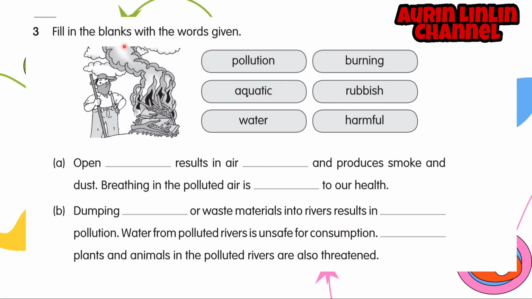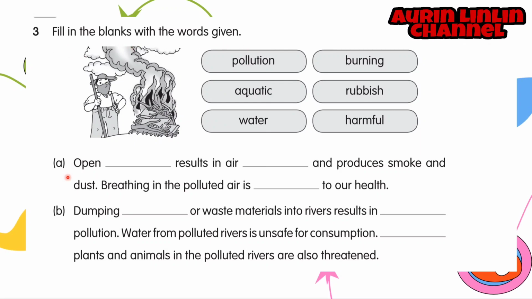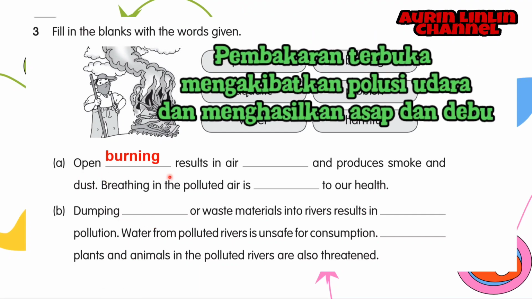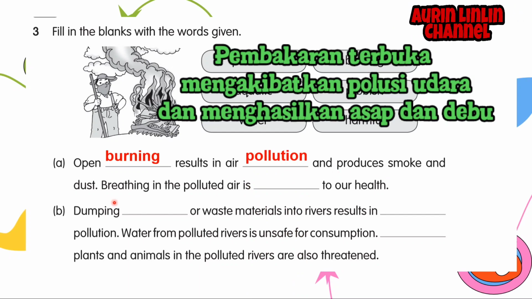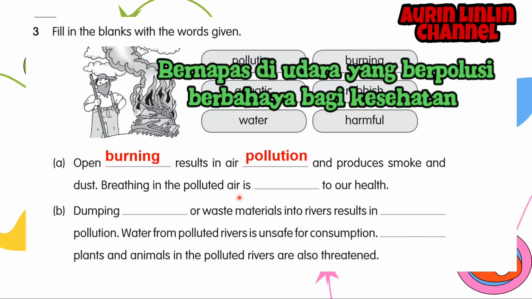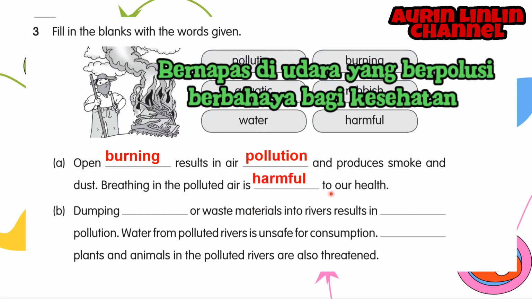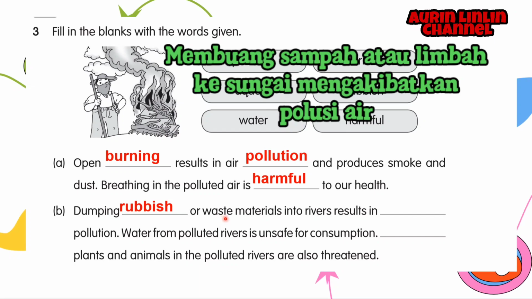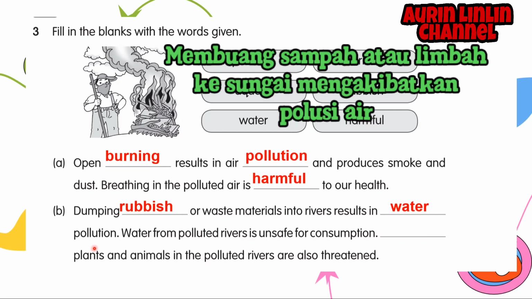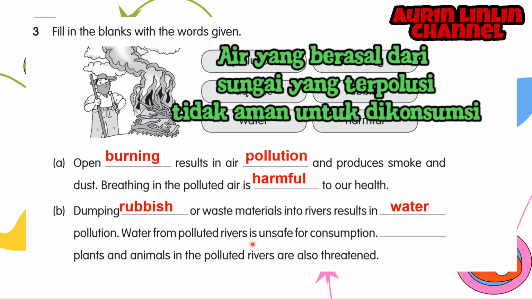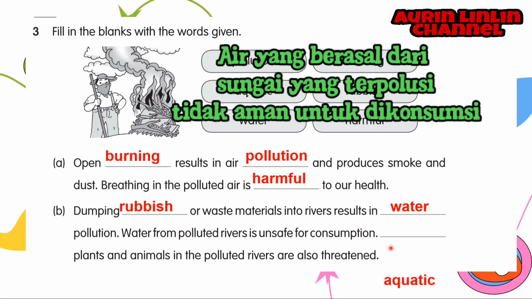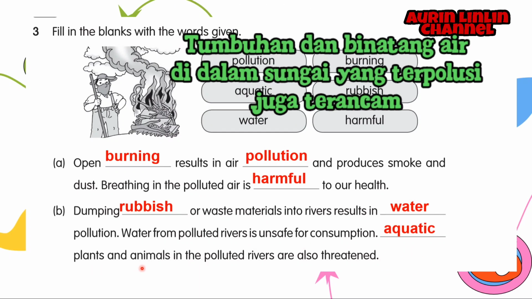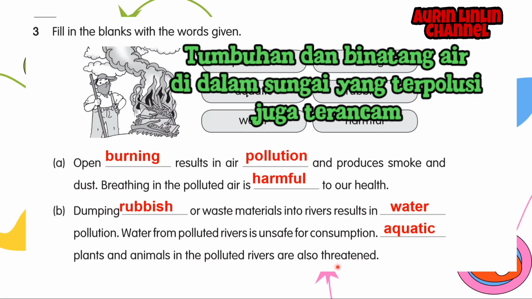Next part, fill in the blanks with the words given. Question A. Open burning results in air pollution and produces smoke and dust. Breathing in the polluted air is harmful to our health. Question B. Dumping rubbish or waste materials into rivers results in water pollution. Water from polluted rivers is unsafe for consumption. Aquatic plants and animals in the polluted rivers are also threatened.